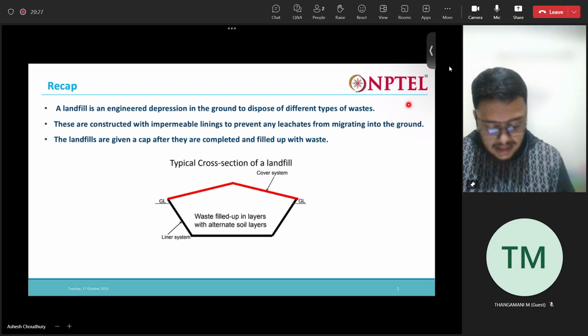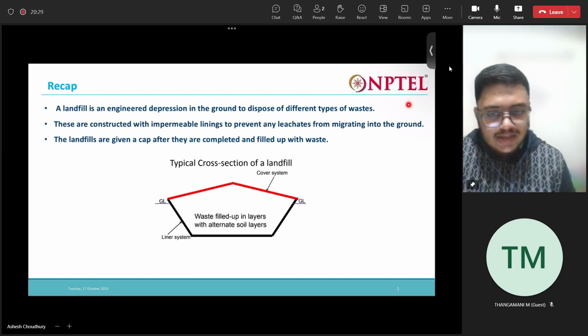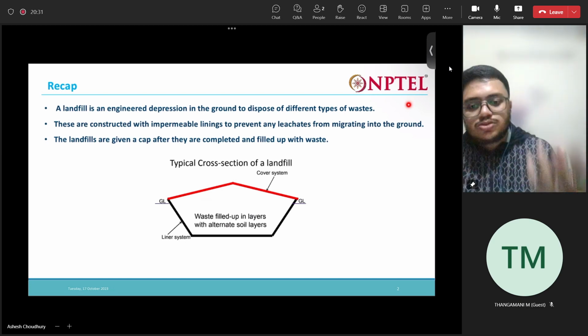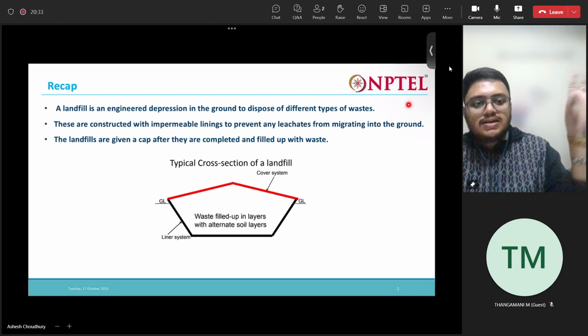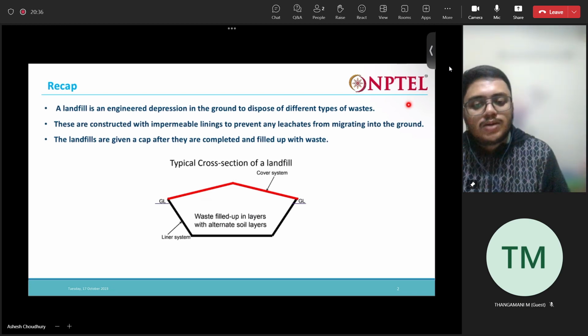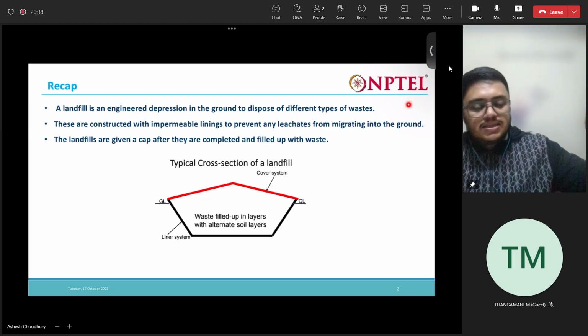And this cover of the landfill also prevents these gases from passing directly. We can install a filter system through which the gases that develop in the waste are passed in an engineered way.